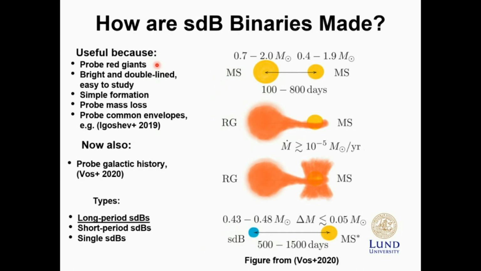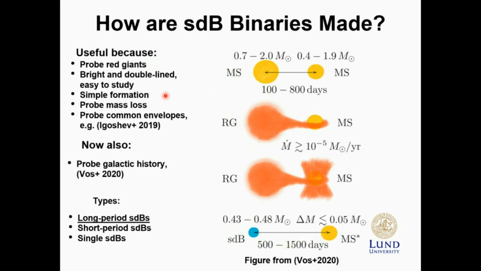On top of that, the subdwarf B star is bright, and it can be observed and characterized through its spectra. So are its companions. So when you have two stars which are bright and can be characterized spectroscopically, they're called double-lined binaries, and they can be quite well studied, and their orbits can be obtained to quite a good precision.